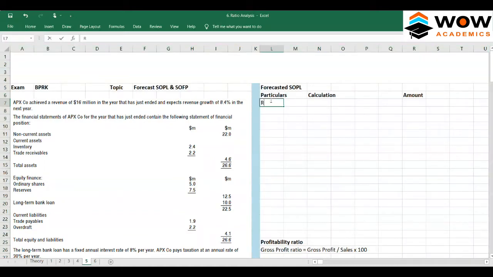We'll start from revenue. Revenue is going to be, we'll work out all the numbers in terms of dollar million itself. So it's going to be 16 million into 1.084. So that would be the revenue here. So you got your revenue. So next is to get the other numbers.